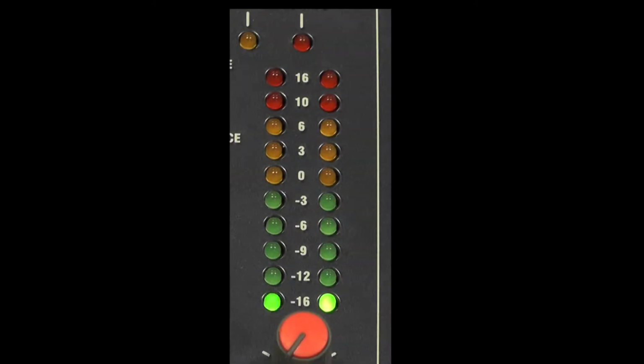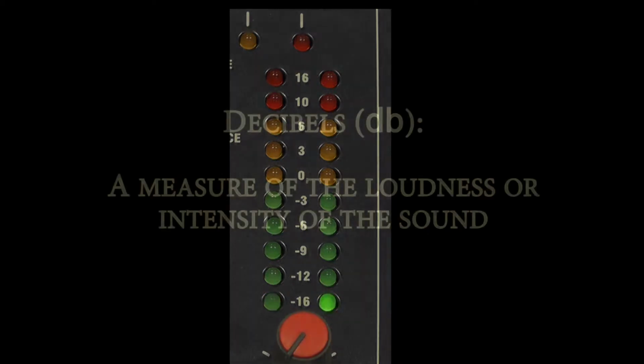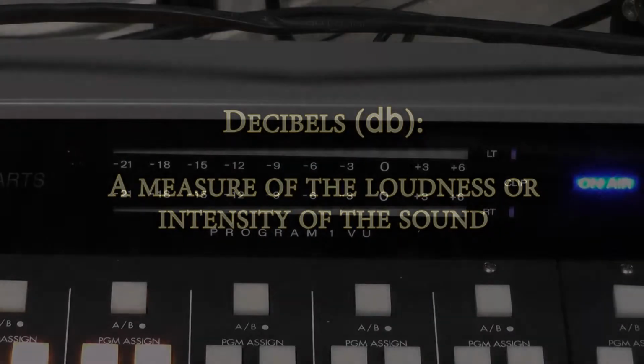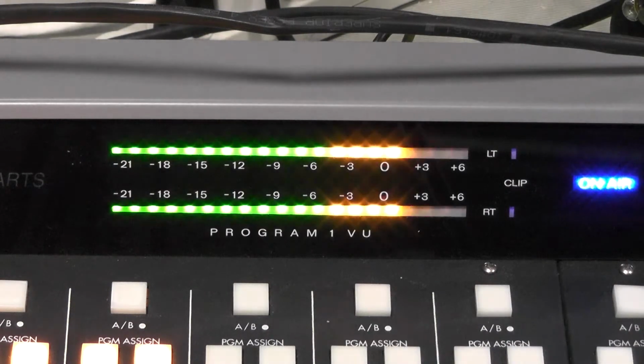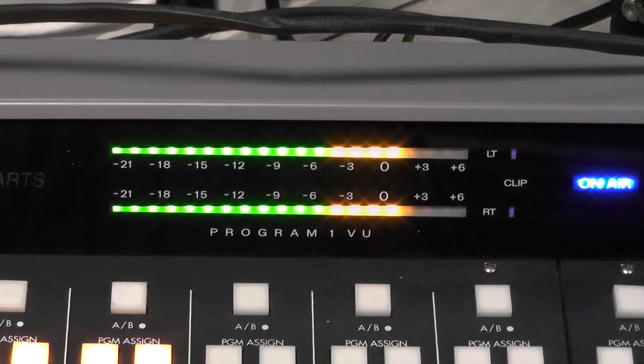Next to the meters, you'll see numbers ranging from a negative to a positive range. This is a measurement of decibels, or dBs. A dB is a measure of the loudness of the sound. A lower signal, which signifies a quieter source, will peak lower on the meter. A louder source will peak the LEDs higher.